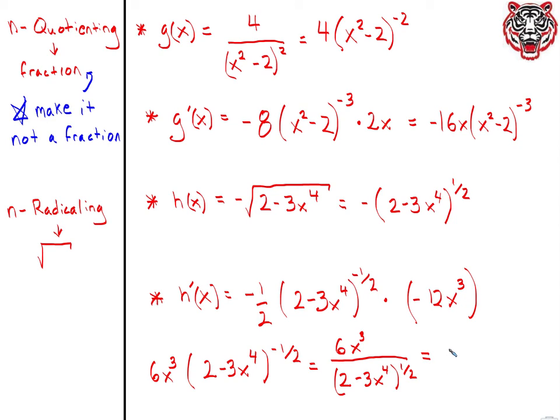The first one you get out of a fraction, and the second one you get out of radical. You need to get out of radical form or out of fraction form in order to take the derivative. That's a good way of thinking about it.